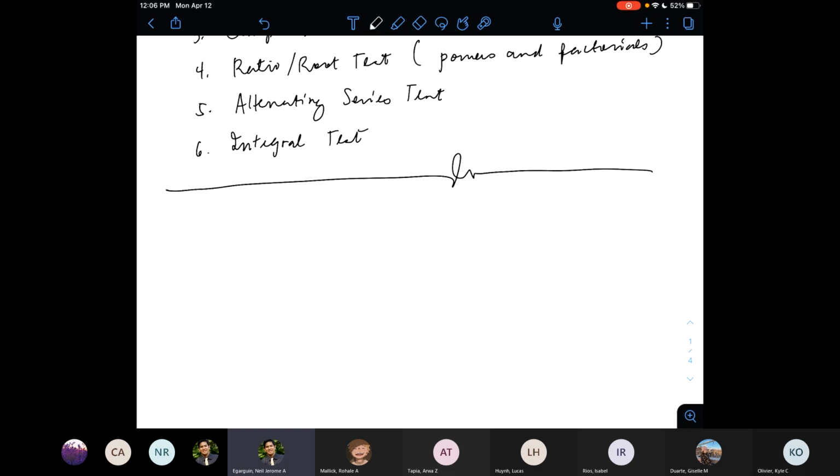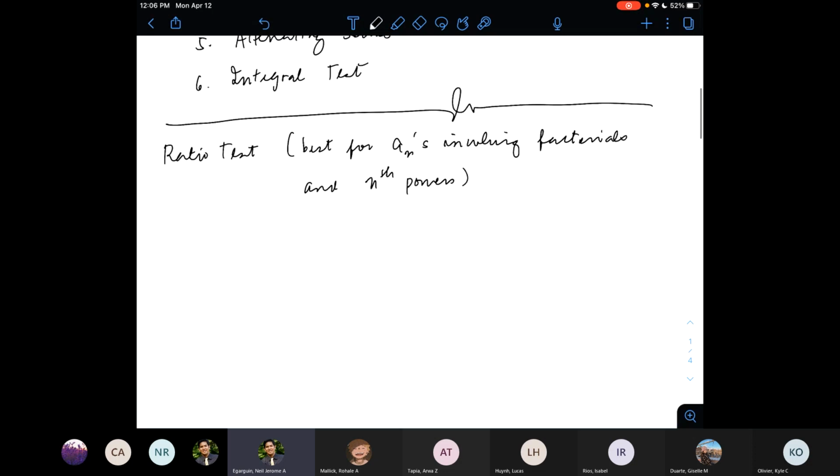Let's start with the ratio test. The ratio test is extremely helpful if the terms in the series involve exponents and factorials. So this is best for a sub n involving factorials and n powers.